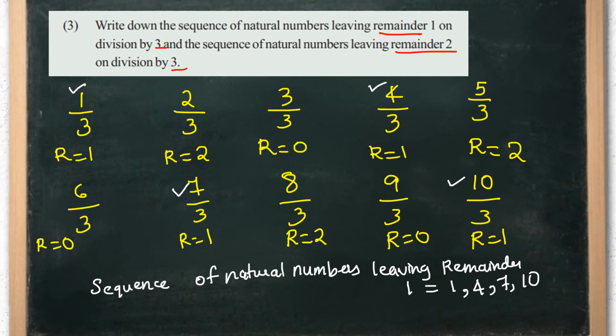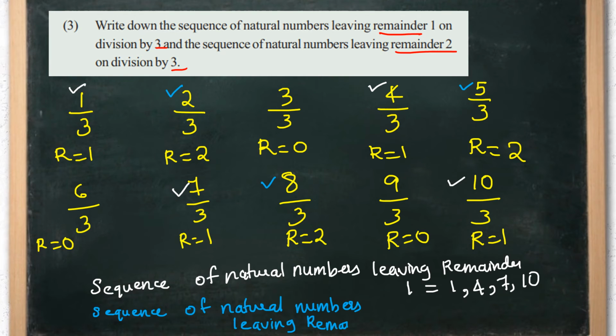Now, let us find the sequence of natural numbers leaving remainder 2. So, 2 gives remainder 2 on division by 3. 5 gives remainder 2 on division by 3. 8 gives remainder 2 on division by 3. So, the sequence of natural numbers leaving remainder 2 is equal to 2, 5, 8. So, this is the answer for the third question. I hope you have understood.